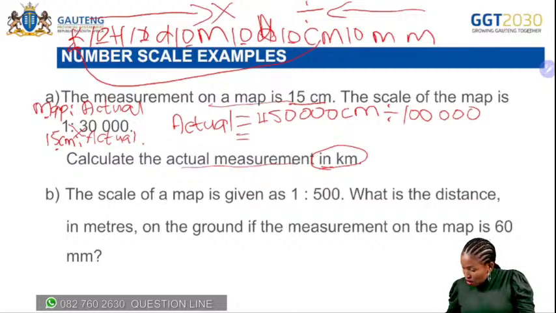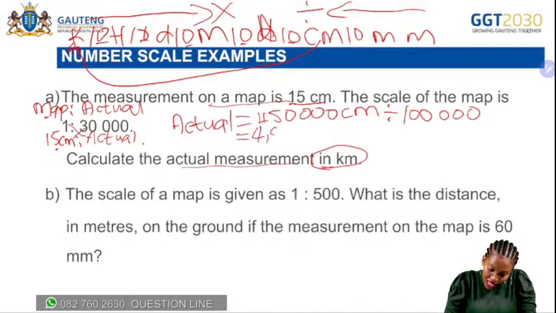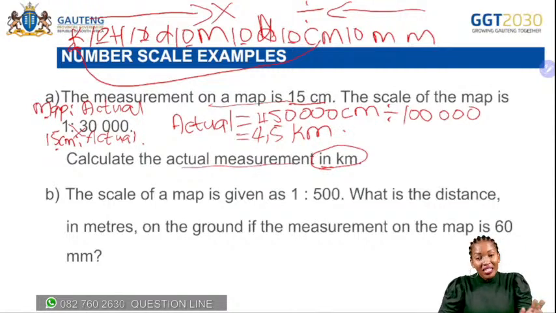Guys, if you are not sure, you always use your calculator. No one will penalize you because you are using your calculator. And the answer is 4,5 kilometers. That is your actual distance in kilometers.